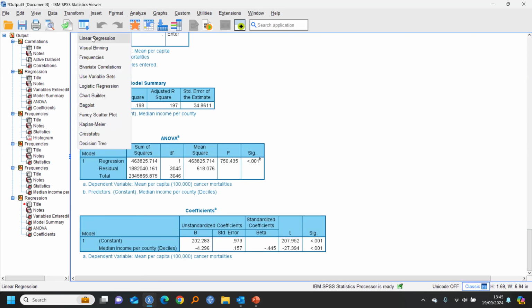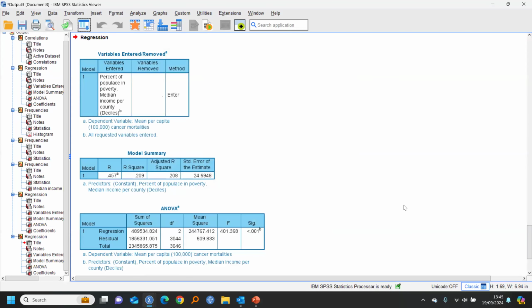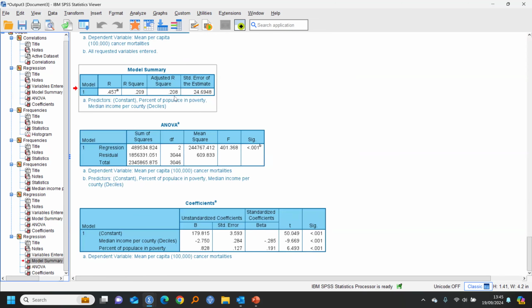What happens if we add in another field? If we go to another field here, we can say, let's look at poverty percent and add that in, click OK. Remember, these two fields are related to each other. Well, it's increased a little bit. The adjusted R-square has gone from the previous model summary of 19.7% up a tiny little bit to 20.8%. And now the coefficient has changed somewhat because, in the presence of the field percent population in poverty, this coefficient has to change because, of course, they're related to each other.